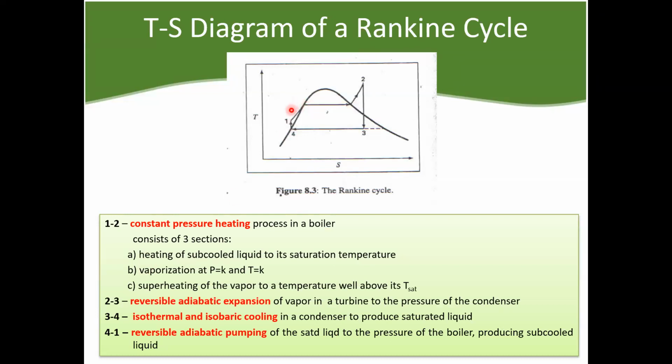Vaporization at constant pressure and temperature. Vaporization from saturated liquid is transformed to saturated vapor. And then this part is superheating. Superheating of the vapor to a temperature well above its saturation temperature. Then from 2 to 3, this is the turbine. There's a reversible adiabatic expansion of vapor in the turbine to the pressure of the condenser.